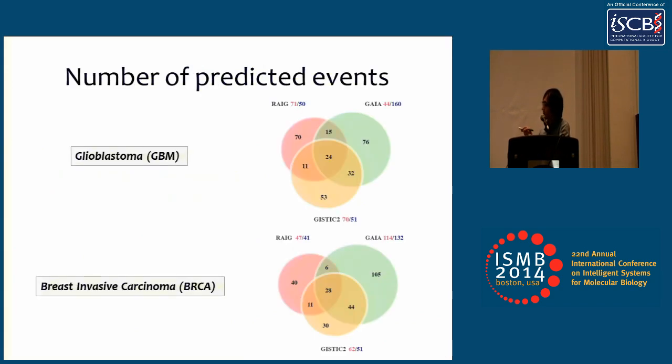First of all, we plot the Venn diagram here to show the number of predicted events. The red one means amplification, and deletion is shown in blue. You can see that the overlap between all methods, the events predicted by all methods, is fairly small. If you check the survey paper here, they also apply five methods on two or three cancer data sets, and they have the same trend. I think it's because the approaches all have different behavior.